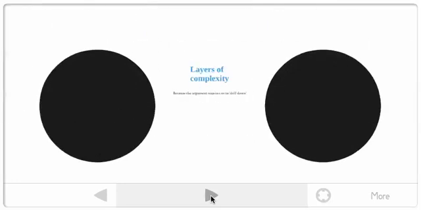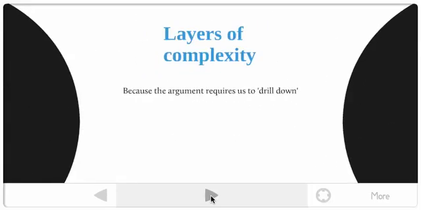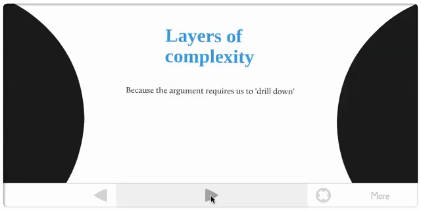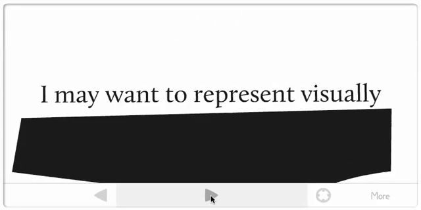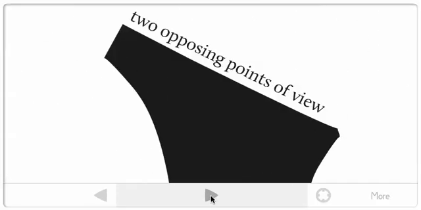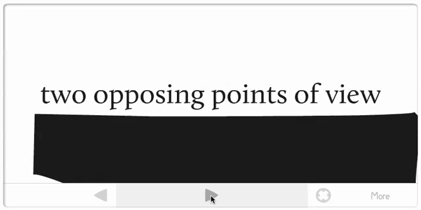So the ability to drill down allows you to go in and represent different levels of complexity, and I'll illustrate this again in a moment. Or because one wants to actually show that there might be, say, 2 sides of an argument, one might do that, representing text visually in opposing forms.